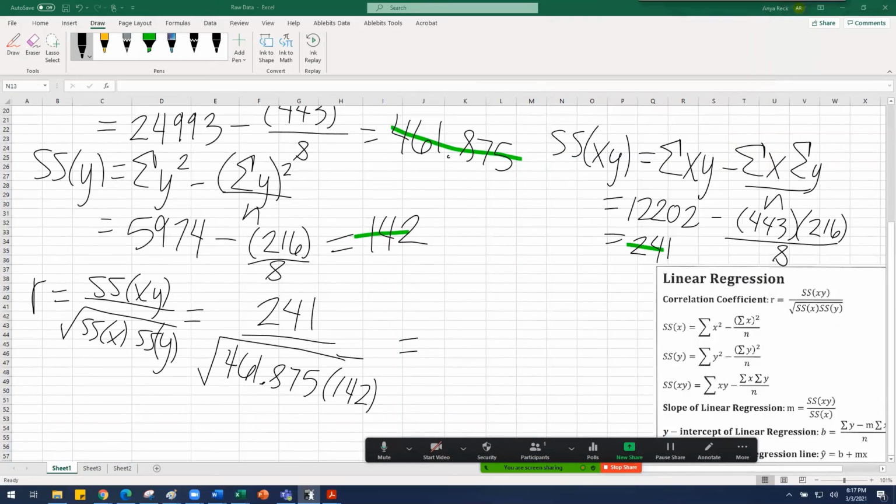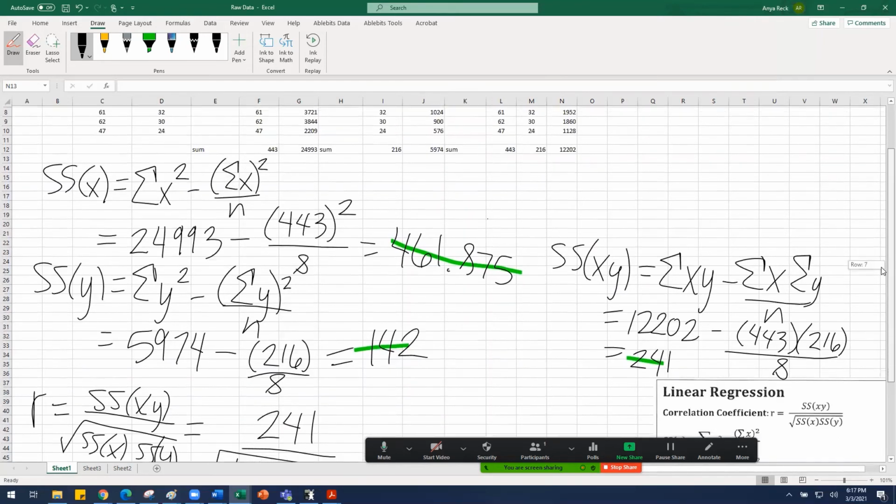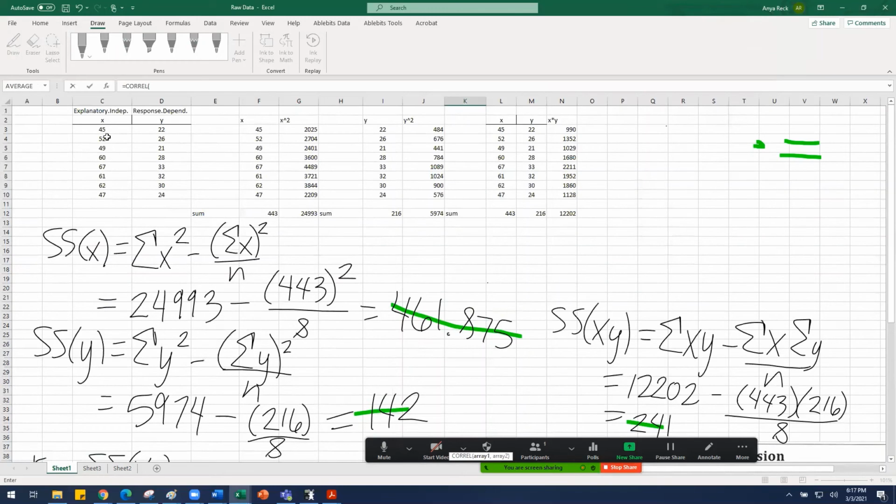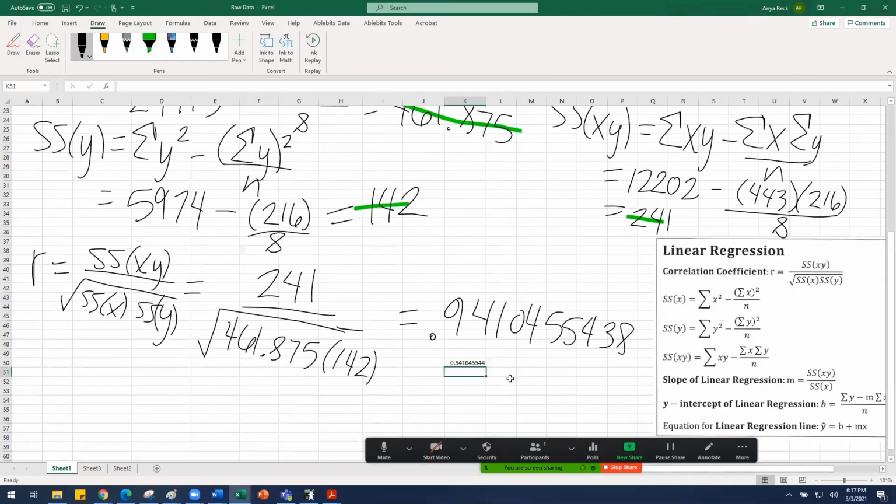And then we'll compare this with what Excel gave us as an answer. We got 0.9410455438. You can round if you want to. So let's go ahead and check it with Excel. Equal the correlation of the X column and the y column. And there you go.